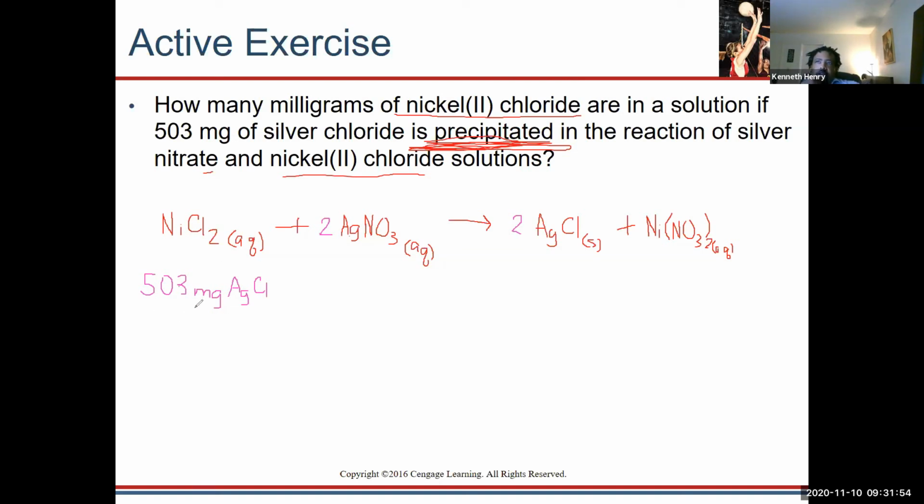So silver chloride, 503 milligrams. I'm going to share something with you because I know you guys are at that level and can get it. If I'm talking about molar mass, milligrams over millimoles is going to equal the same value as grams over moles, which equals the same value as kilograms over kilomoles.